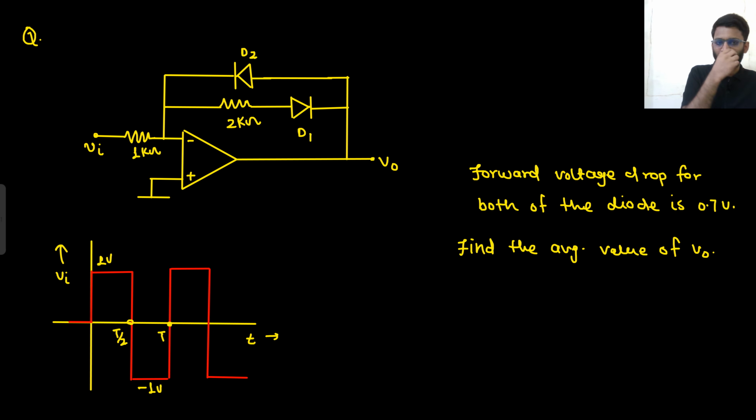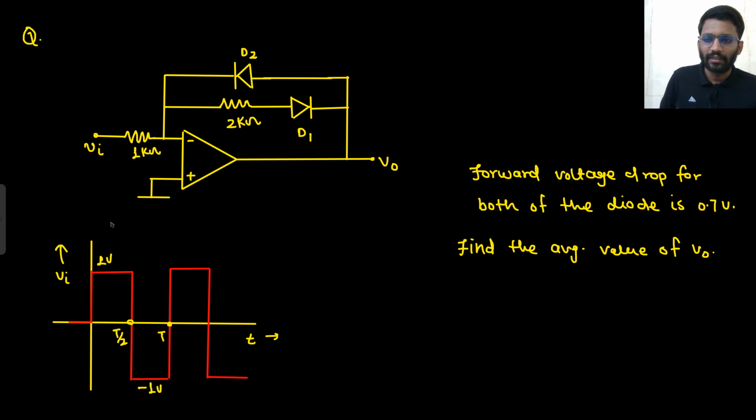Let's move towards the next question. Forward voltage drop for both of the diodes is 0.7. You have to find the average value of V0. This is what you need to find. So what will you do? Forward voltage drop is given, there is no ideal characteristic given, so you have to consider 0.7 or open circuit. If forward biased, then 0.7. If reverse biased, then open circuit. That's it.